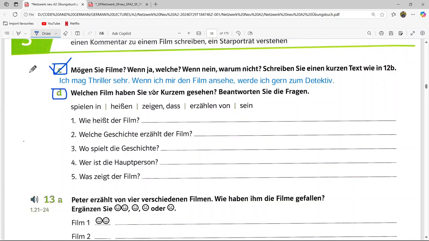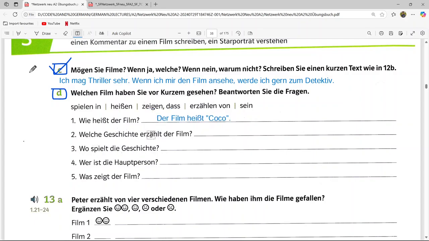Welchen Film haben Sie vor kurzem gesehen? Beantworten Sie die Fragen. So which film have you lastly seen? Answer the questions. Okay, so let us answer the question. So what is the name of the film? The last film that I saw, the name of the film is Coco.